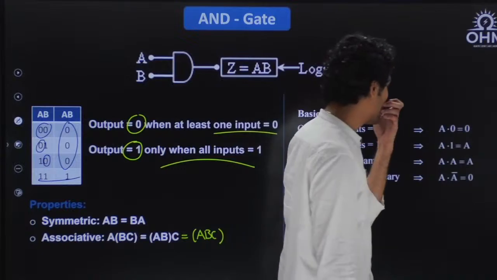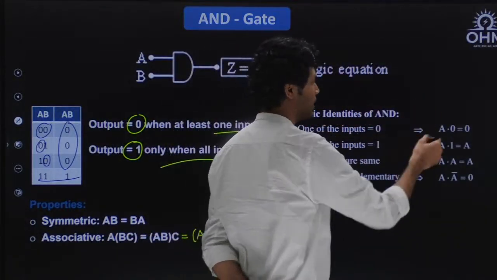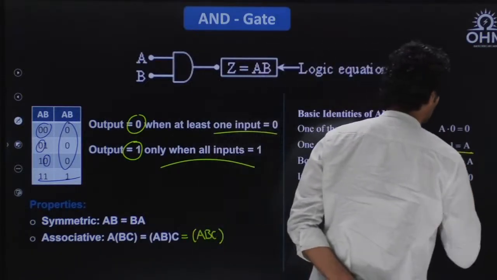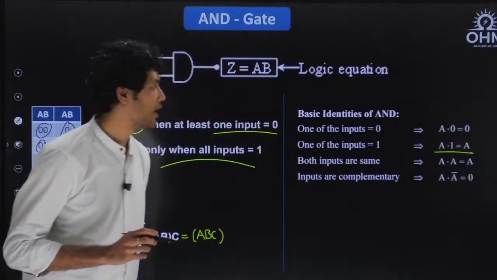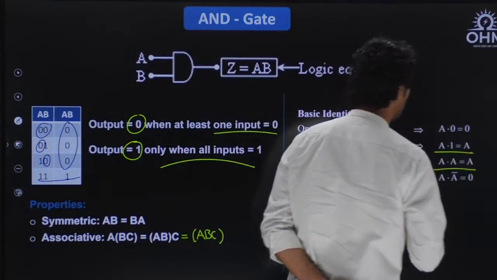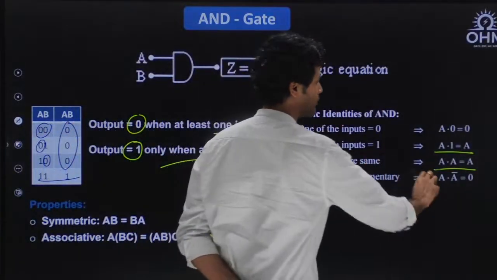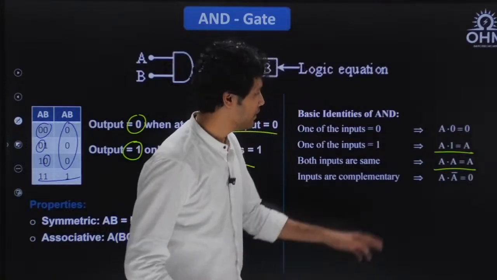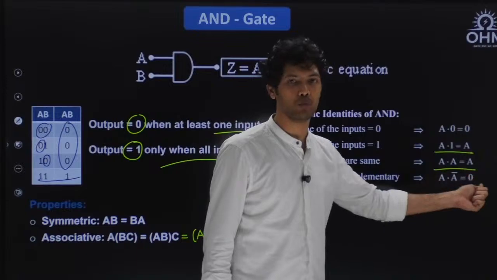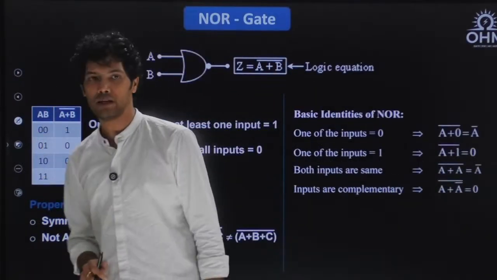And coming to basic identities, A into 0 is 0 because we are having at least one 0 and hence output is 0. A into 1 becomes equal to A, which is basically the identity property, and A into A becomes equal to A, idempotent law. And lastly, A into A bar becomes 0 because at least one of the input here becomes 0. If A is 0, output is 0. If A is 1, A bar is 0 and hence output is also 0. Okay. So this is regarding the second gate, AND gate.